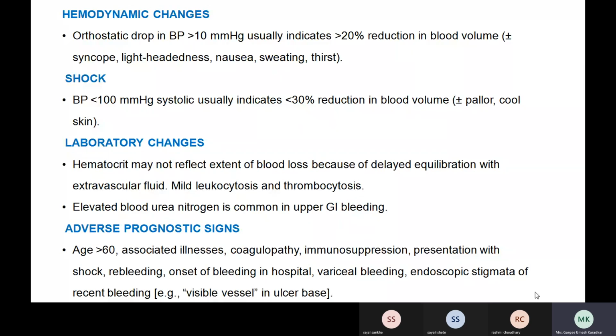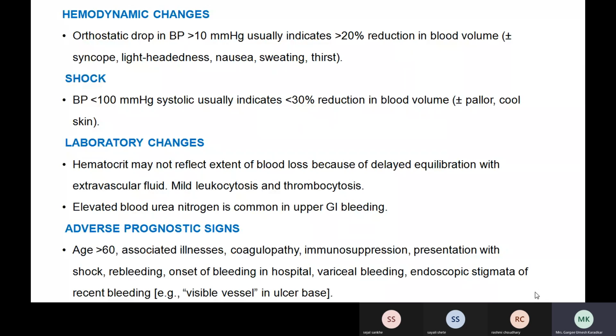Okay, that is when the patient is moving into shock. Then laboratory changes. Hematocrit levels may change, but it may not always tell how much blood loss is happening. This is because of delayed equilibration with the extravascular fluid. Secondly, there is leukocytosis and thrombocytosis. Then blood urea nitrogen levels may also be elevated, which is more commonly seen in upper GI bleed.